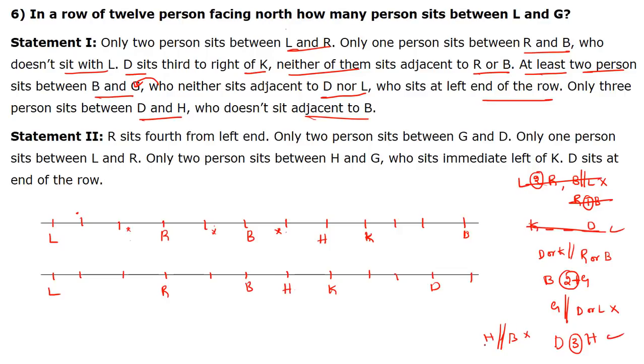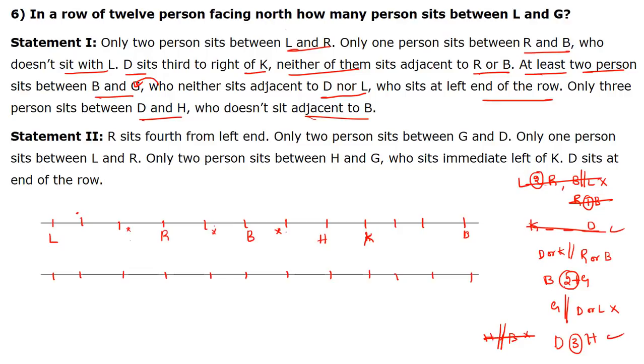But then it is said that B cannot be an immediate neighbor to H. So B is an immediate neighbor to H in the second possibility. Therefore this gets eliminated. Alright, now K is here. Okay, so this is done.